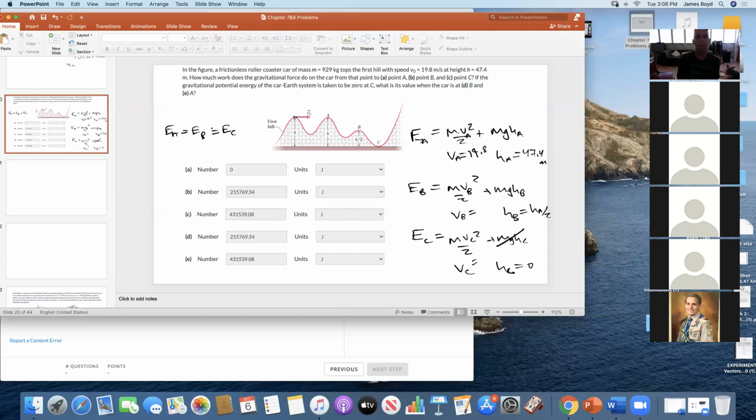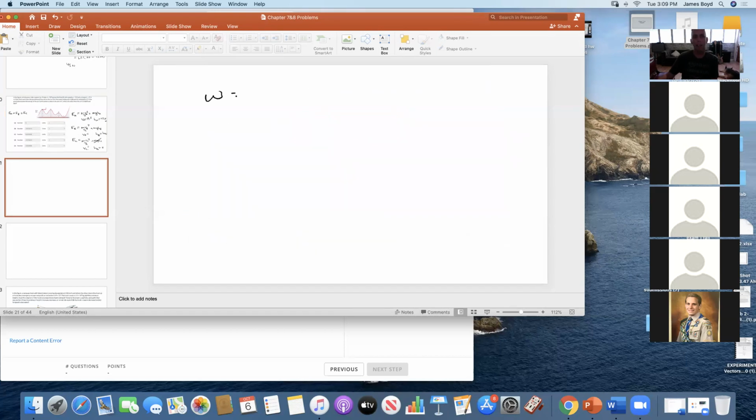Now, before we move forward, we need to know what the question wants to know. The question wants to know how much work gravity does on the car from the initial point to point A, then to point B, then to point C. The work done by gravity is the change in potential energy with a negative sign. That means it's mgh final minus mgh initial, but with a negative. So we need to find mgh initial minus mgh final, and that's the work done by gravity.